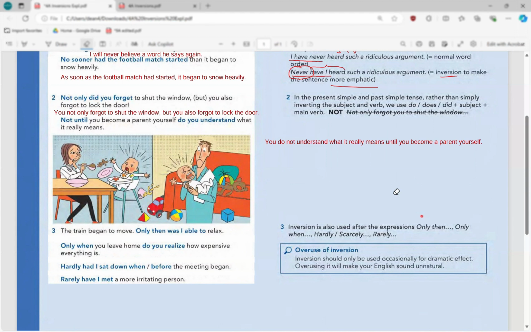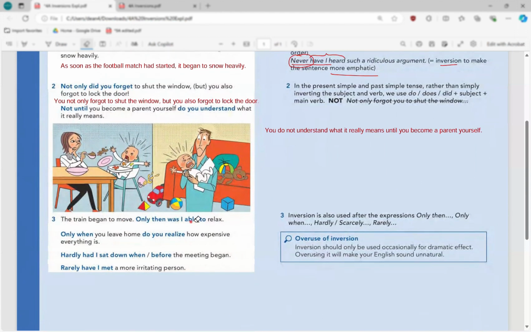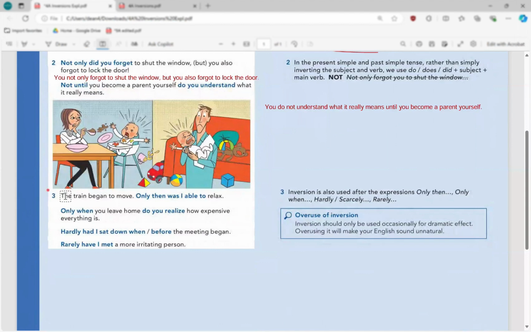So they give me an example again here. The train began to move. Only then was I able to relax. Look, was I able to relax? That is question format. But it's not a question because I'm starting my sentence with an adverb or adverbial phrase. You see, only then. So what is the normal structure here? The train began to move. So I was able to relax only then. See, this is a normal structure. I was able to relax only then.